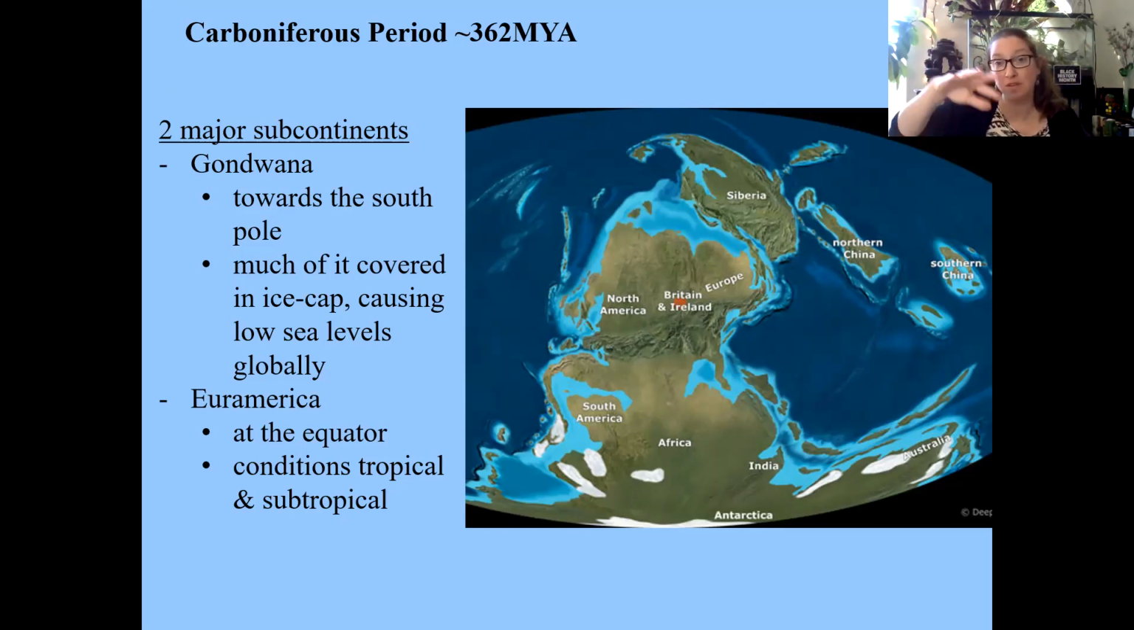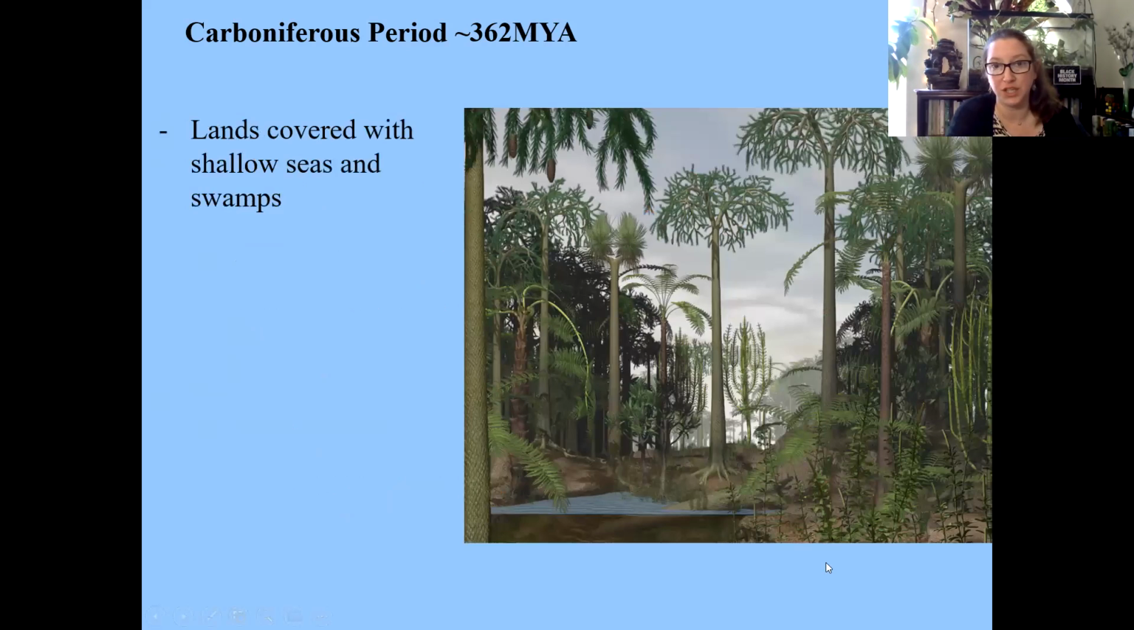And then the other subcontinent, this Euramerica kind of subcontinent, is what I was saying before, is located at the equator. And so those regions, those land masses are going to have very tropical or subtropical conditions.